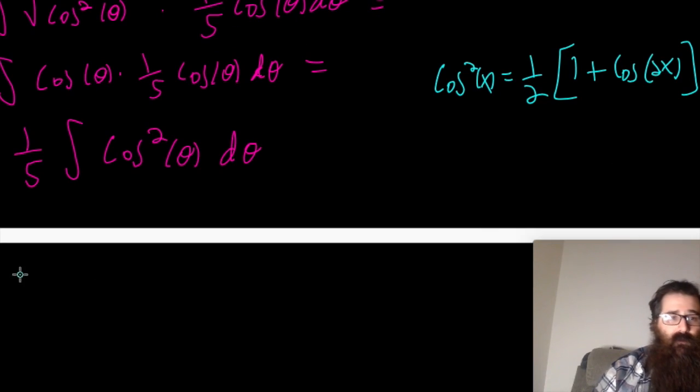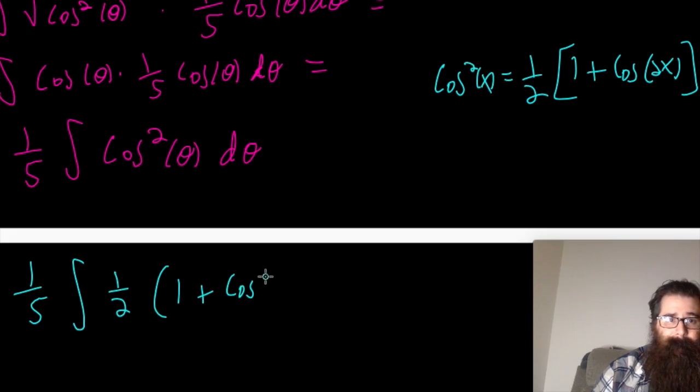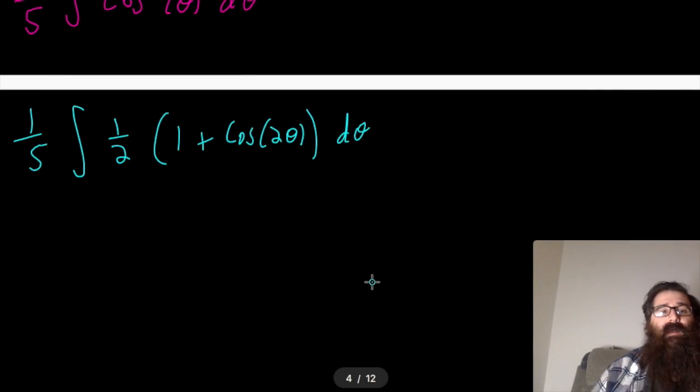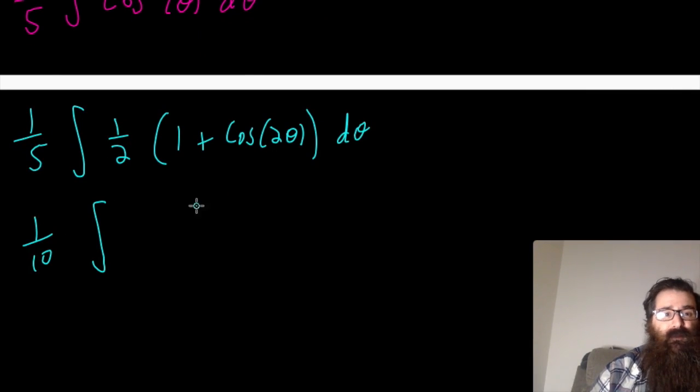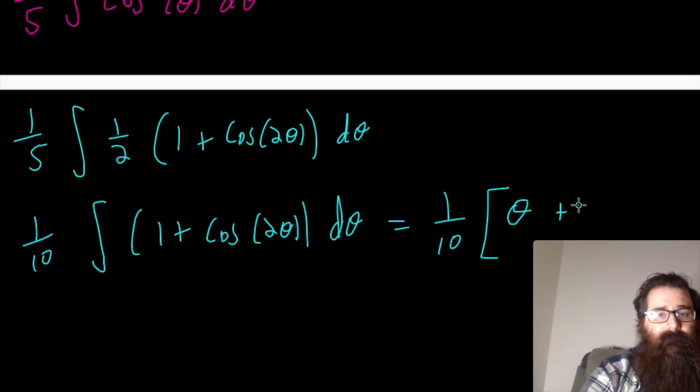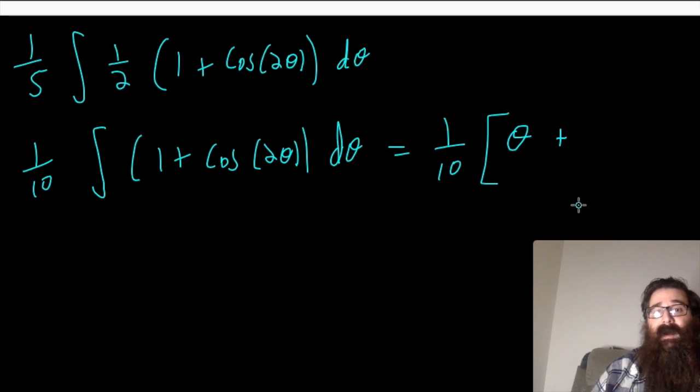So here I'm going to have 1/5, and then I'm integrating cosine squared, but I'm replacing cosine squared with 1/2 quantity 1 plus cosine 2 theta, and then with respect to theta. And here I can bring the 1/2 out to join the 1/5, so that's going to give me 1 over 10. And then I can start integrating this 1 plus cosine 2 theta with respect to theta. And we'd say, okay, so 1 over 10 is in front. If I integrate 1 with respect to theta, it gives me theta. If I integrate cosine, it gives me positive sine.